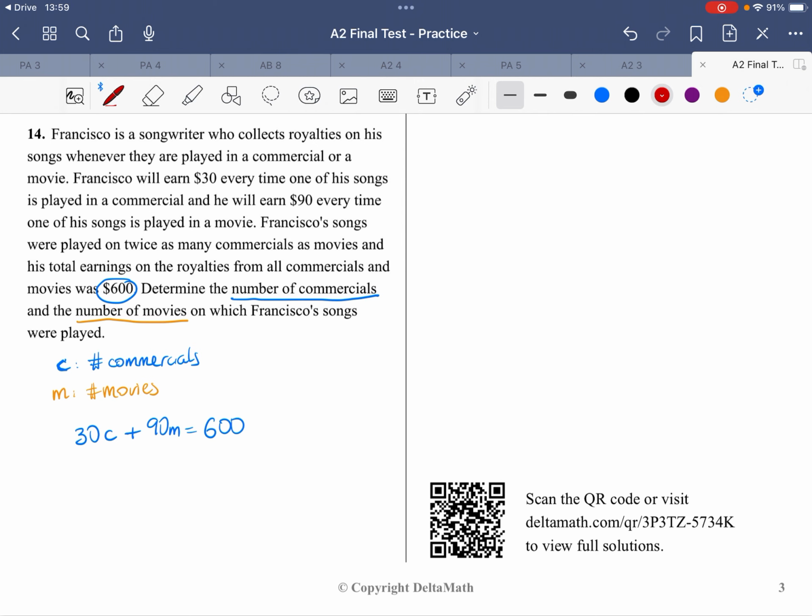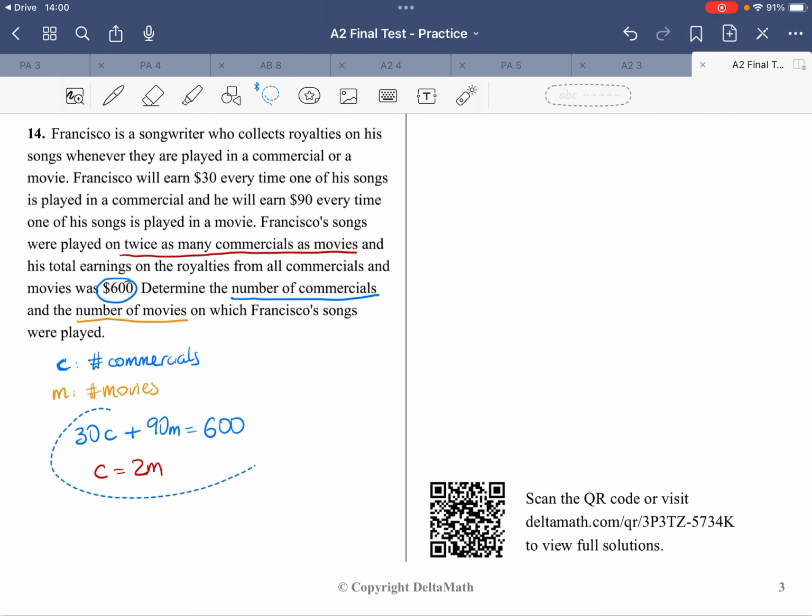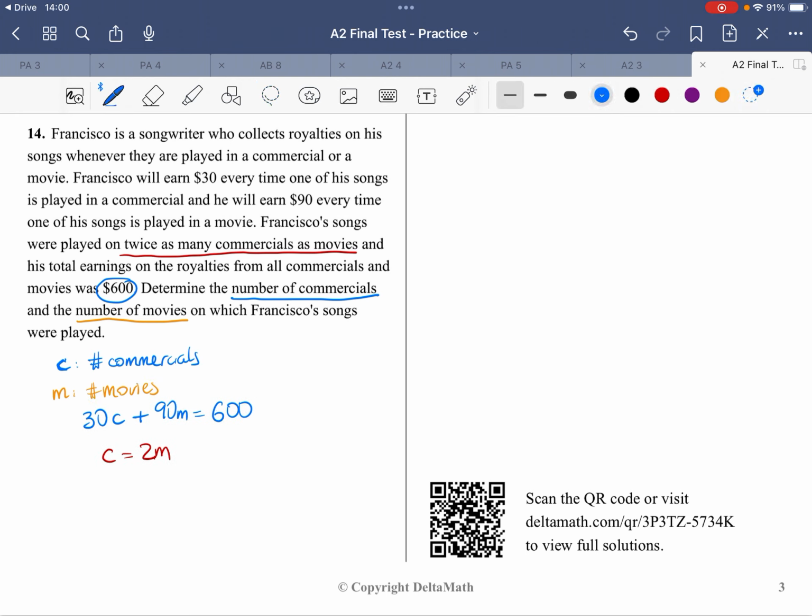And the second equation is going to come from this statement. The Francisco songs were played on twice as many commercials as movies. So I like asking myself, which one is bigger, commercials or movies? And commercials is bigger. So then commercial is going to be twice the movies, 2 times the movies. And now that we have a system of equations, now we can solve the system. But this is the first step. So this is the system of equations.